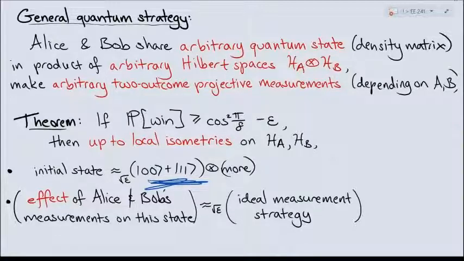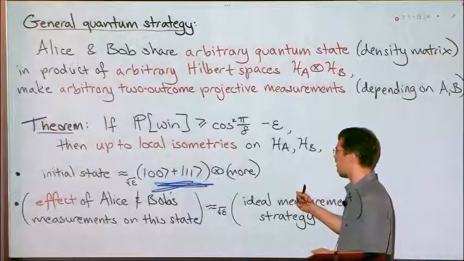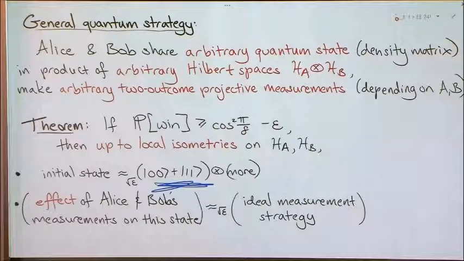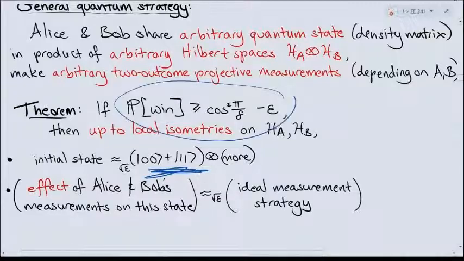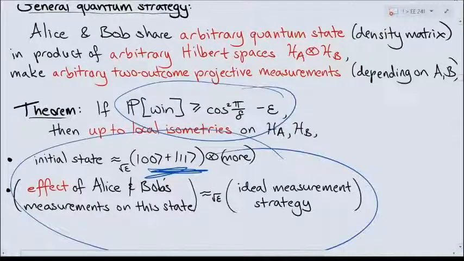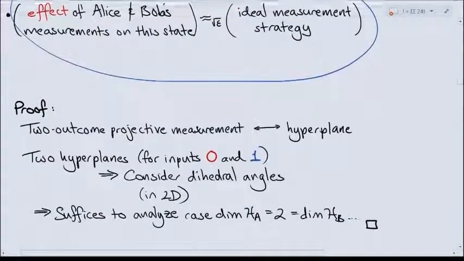The way you can quantify that is, we don't actually know what their measurements are. They could be doing anything on areas of the Hilbert space on which the state has no support. And so the way we quantify this is we just say the effect of their measurements is the same as the effect of the ideal measurements, up to square root of epsilon error again. This is the kind of theorem which says that once we characterize the probability of winning, we can characterize the strategy.